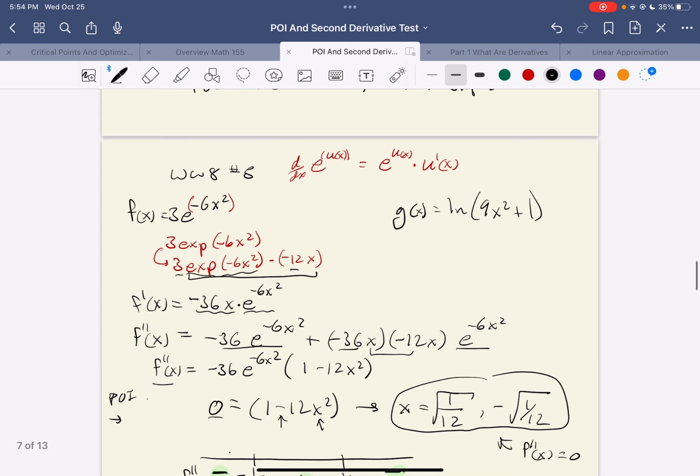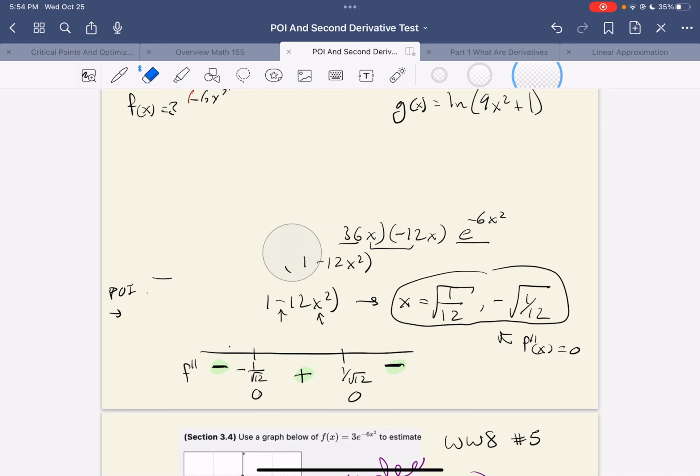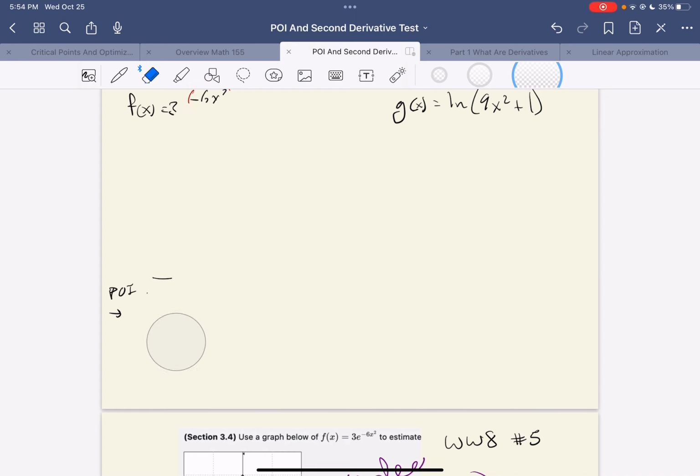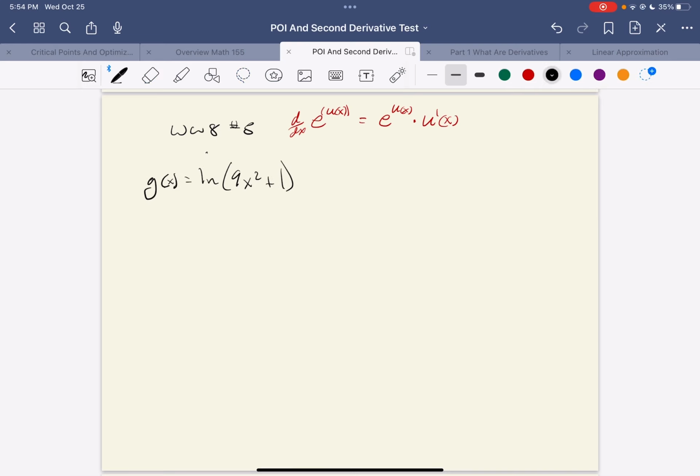All right, so same thing, new function. Get rid of all this. All right, let's take a derivative. So I have an outside function. Let's take the derivative of it. Let's leave the inside alone. 9x squared plus 1 times, and now let's take the derivative of the inside. So that 2 comes down, we get 18x, and the 1 is dead. So there we are. This is g prime of x.